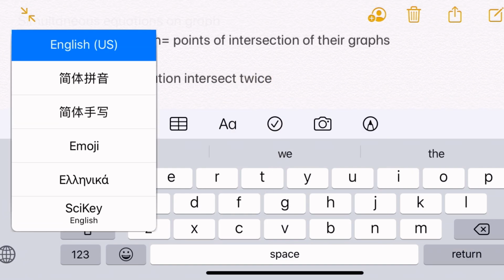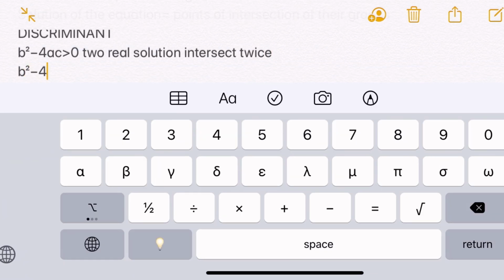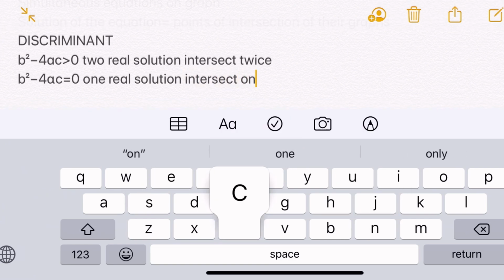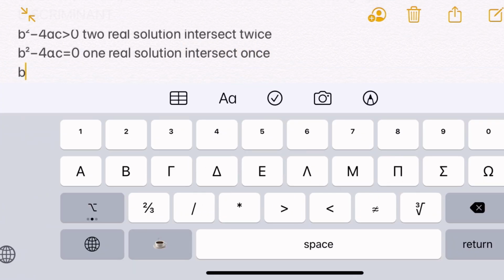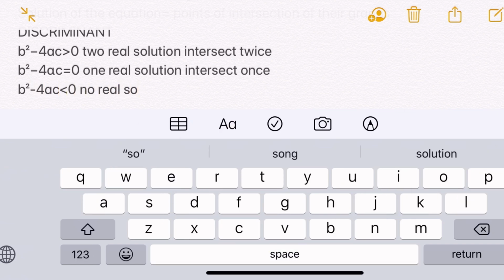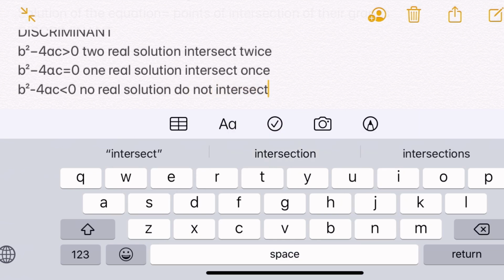graph of the linear equation and the graph of the quadratic equation intersect twice. And if b² - 4ac = 0, it has 1 real solution and it would intersect once. If b² - 4ac is smaller than 0, then it will not intersect, since it has no real solutions.